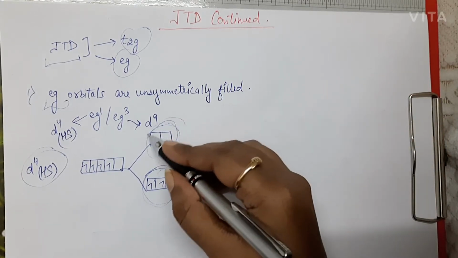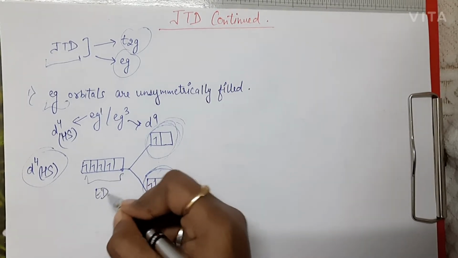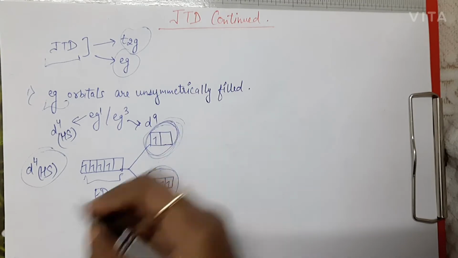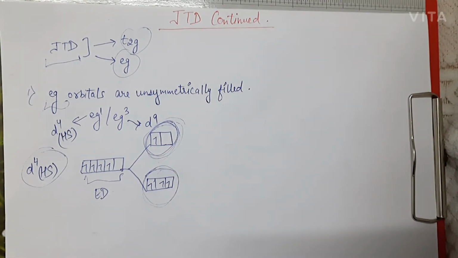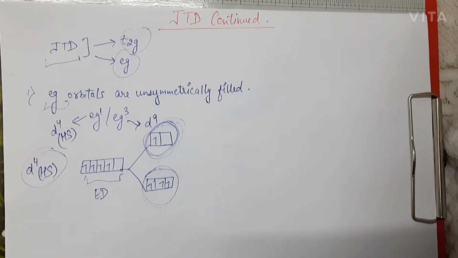Here also electronic degeneracy is not removed. Here is also an electronically degenerate state, and here also it is an electronically degenerate state. It is not stable right now also. So in order to get stabilized, it has to undergo splitting again. How is that splitting going to happen?